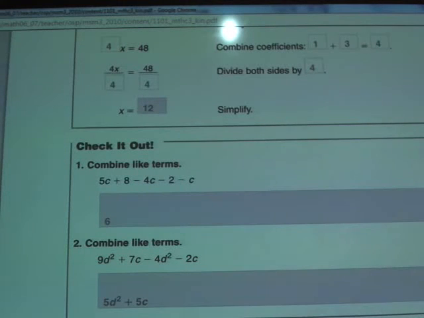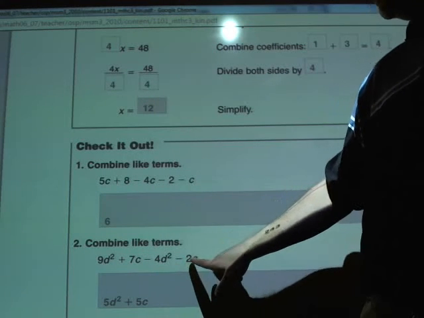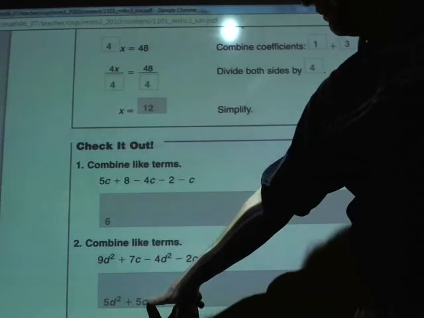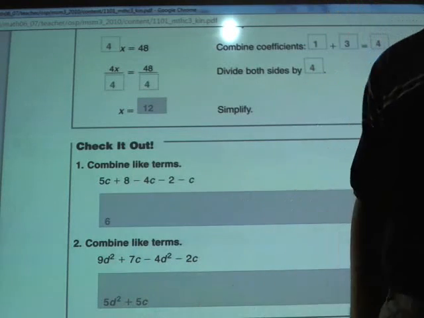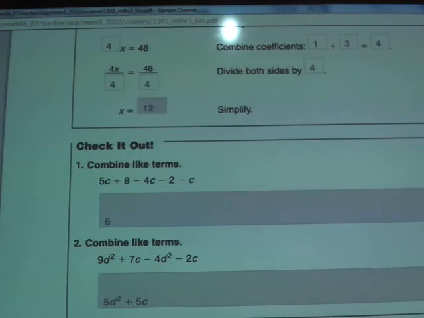And then I'm going to hit the c terms here. I've got the 7c and the 2c's. Those go together to make 5c's. And again, we put those together exactly how it would be 5d squared plus 5c or 5c plus 5d squared. Those cannot combine because they are not like terms. That's as far as we can go in solving this question.